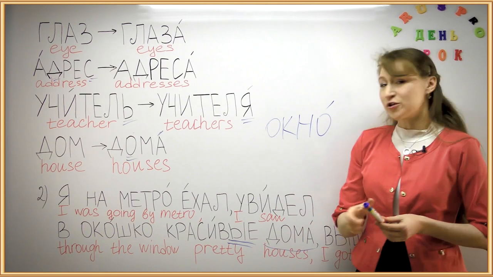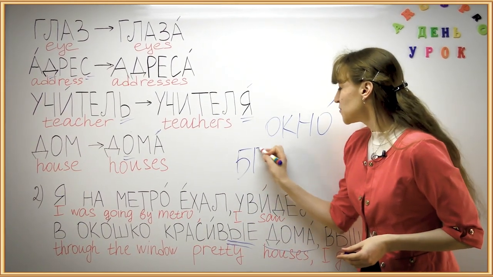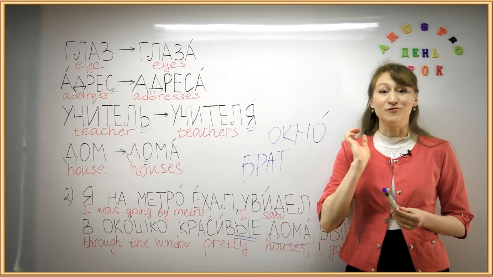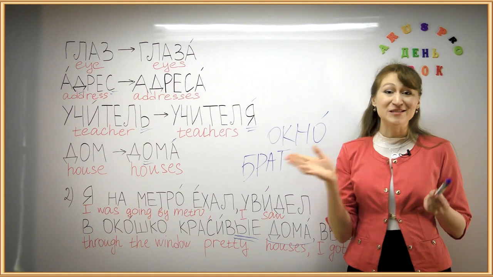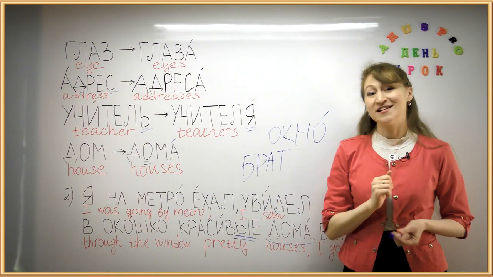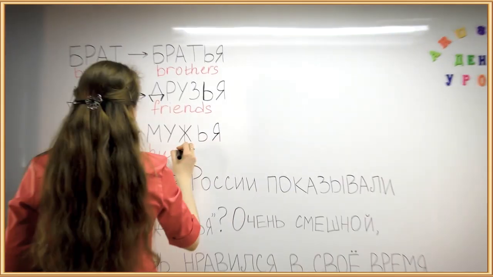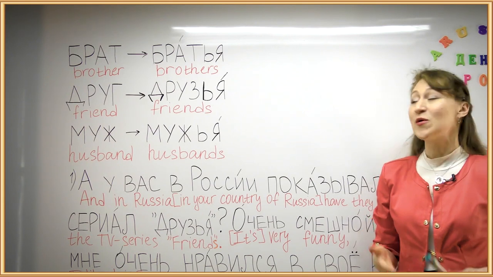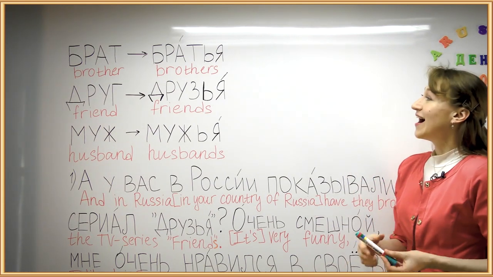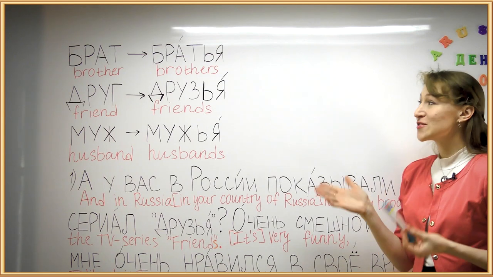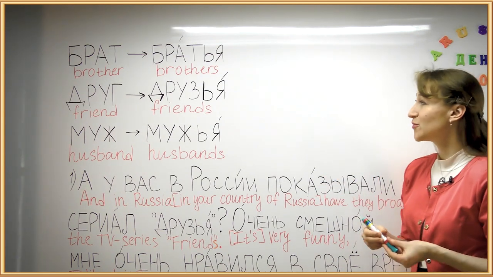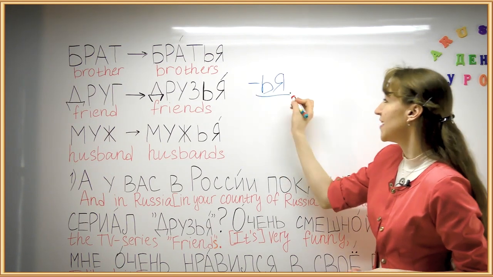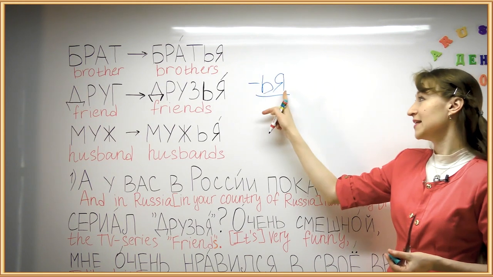And by the way, the word brat is an exception itself. Let's look at how it forms the plural. So how to say brothers in Russian. Let's see. The word brat, brother, belongs to another subgroup of masculine exceptions. This group also behaves like neuter nouns in plural, but the ending is slightly different. They add this ending, soft sign ya.